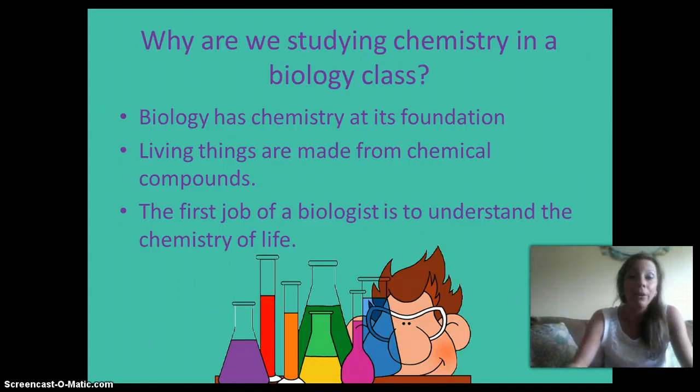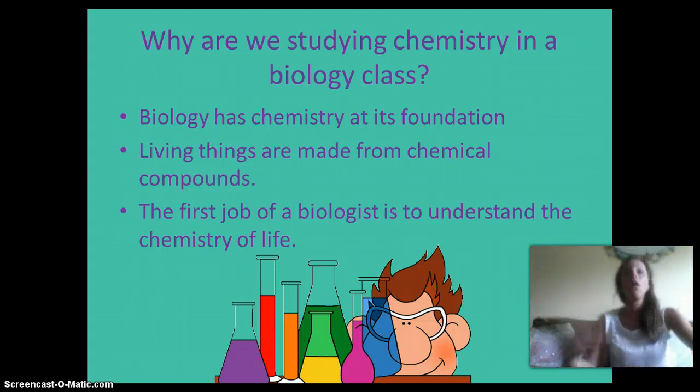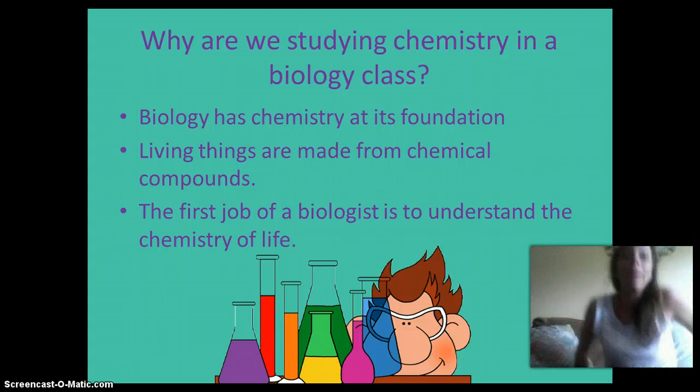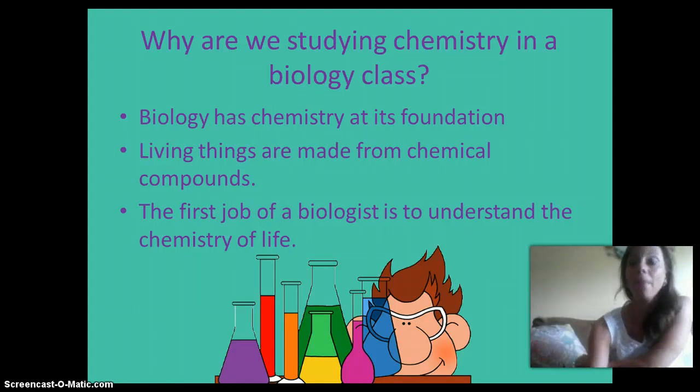So, atoms are the basic unit of matter. Atoms make up elements, elements make up compounds and molecules, molecules make up organelles, and organelles make up cells. So, all living things are made up of cells. Cells are the basic unit of life. So before you understand the cells and the biomolecules, you have to understand the basics first. So all living things are going to be made up of chemical compounds, and the first job of a biologist, which is you, is to understand the chemistry of life.